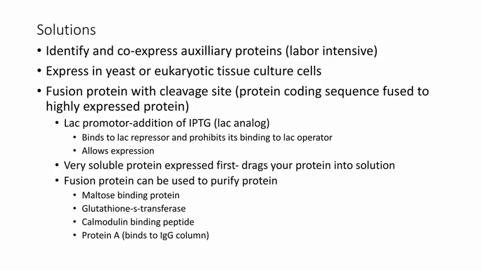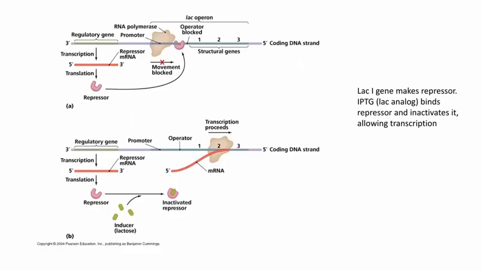I have a picture of the lac promoter in just a moment, but basically, when you have a lac promoter in your bacterial cells on your plasmid, you can add IPTG to it, and IPTG is a lac analog, and this lac analog then binds to a repressor and stops the repressor from binding to the operator and allows expression. So let me show you how that works, and we'll be back to the slide in a minute.